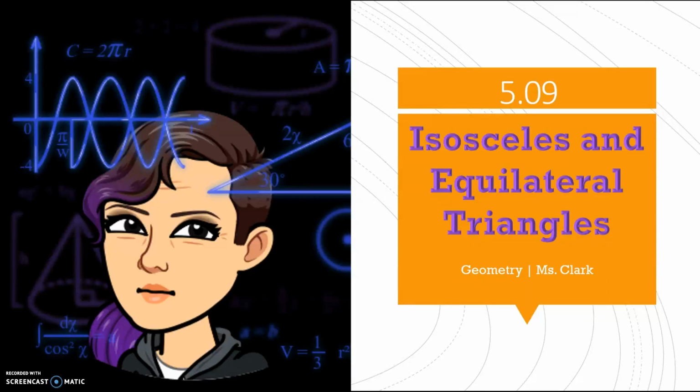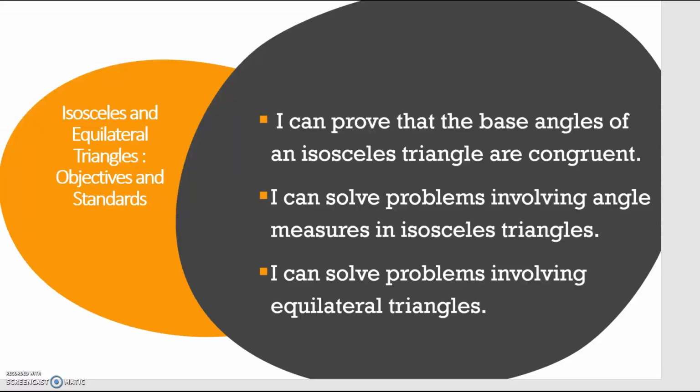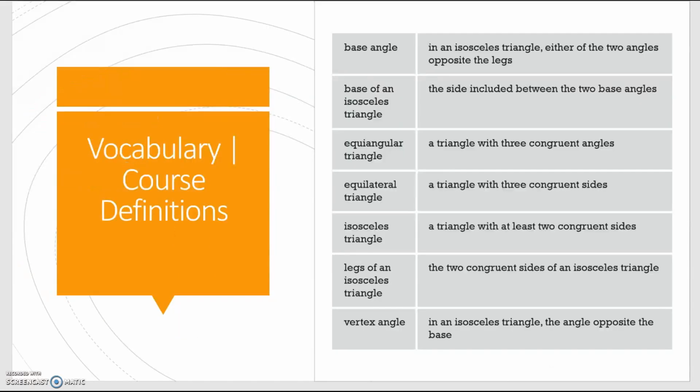We're going over lesson 5.09, Isosceles and Equilateral Triangles. In this lesson, you can prove that base angles of isosceles triangles are congruent, and solve problems involving the measures of isosceles triangles and equilateral triangles. Here is your basic vocabulary for this lesson. I'm not going to read each one to you, but you can snip or copy all these slides.